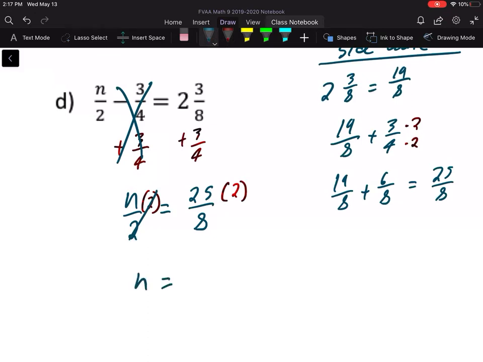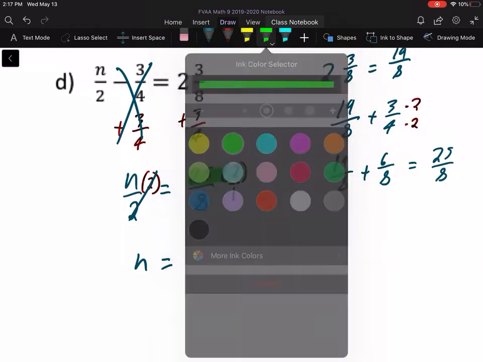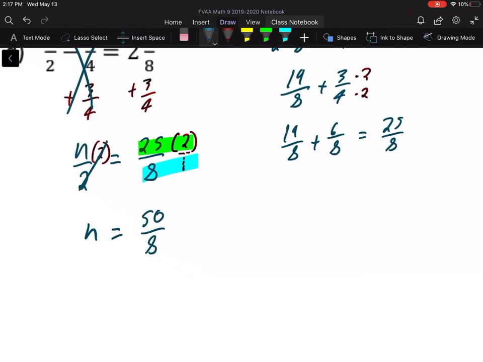I'm left with n. And again, here I'm multiplying by 2, or you can see it as multiplying by 2 over 1, right? Any number can be written over 1. And then you're just multiplying top times top, bottom times bottom. And so 25 times 2 is 50 divided by 8 is my answer for this fraction.